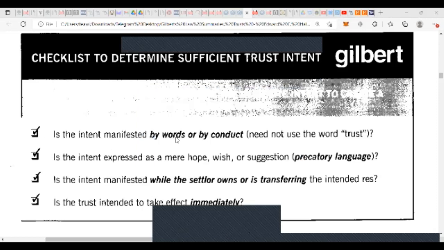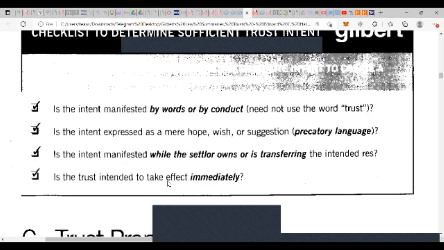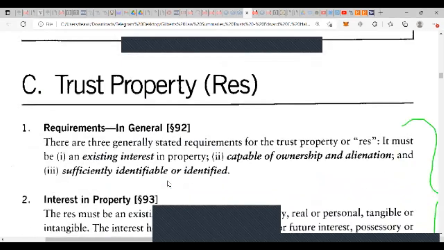The intent manifested by words or conduct need not use the word trust. It is not intent expressed as a mere hope, wish, or suggestion, which is considered precatory language, which we want to stay away from. Is the intent manifested while the settlor owns or is transferring the intended res? Is the trust intended to take effect immediately? So these are the sufficient trust intents you want to determine.